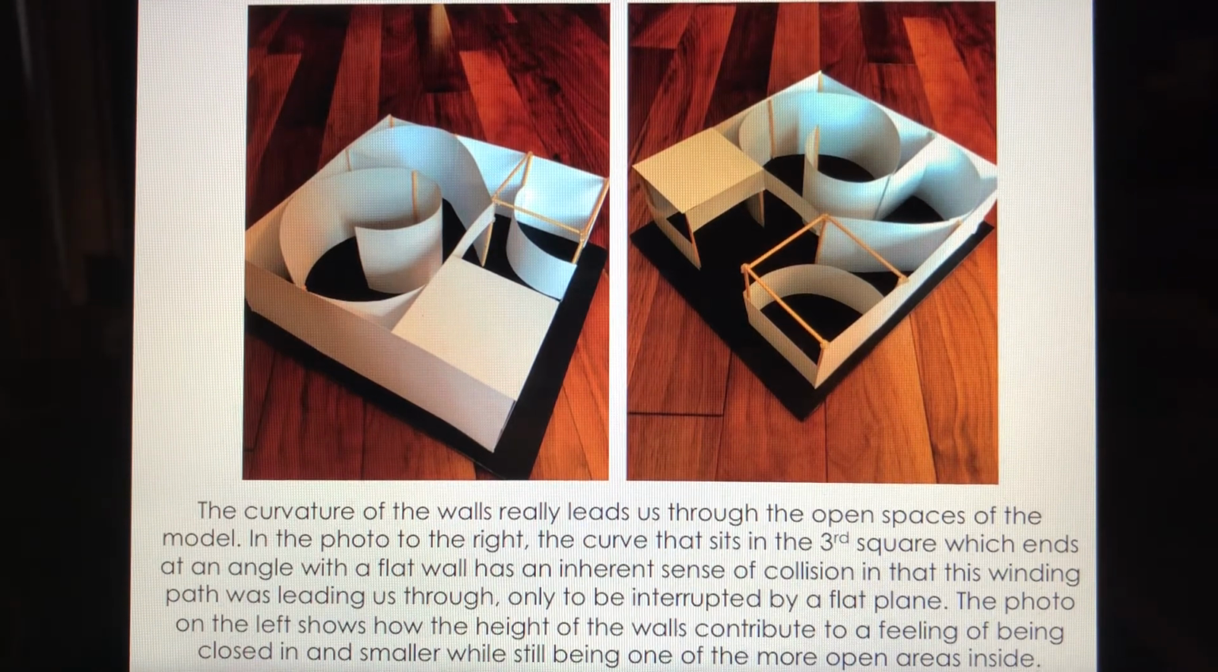In the photo to the right, the curve that sits in the 3rd square, which ends at an angle with a flat wall, has an inherent sense of collision in that its winding path was leading us through, only to be interrupted by a flat plane. The photo on the left shows how the height of the walls contribute to a feeling of being closed in and smaller, while still being one of the more open areas inside.